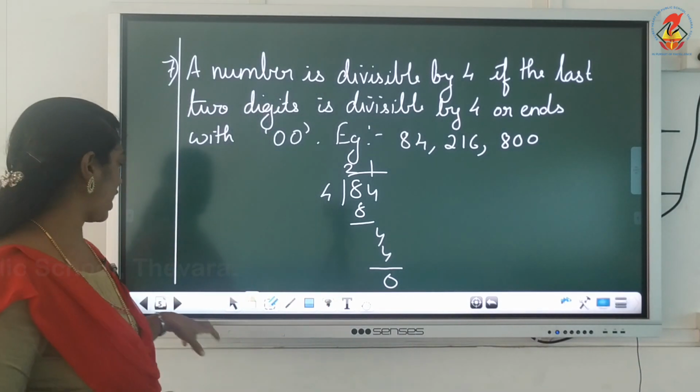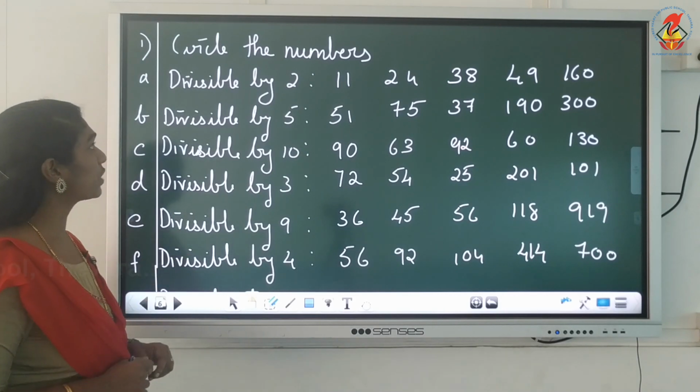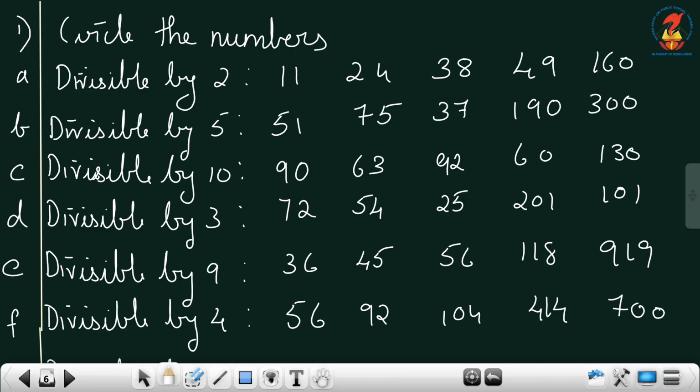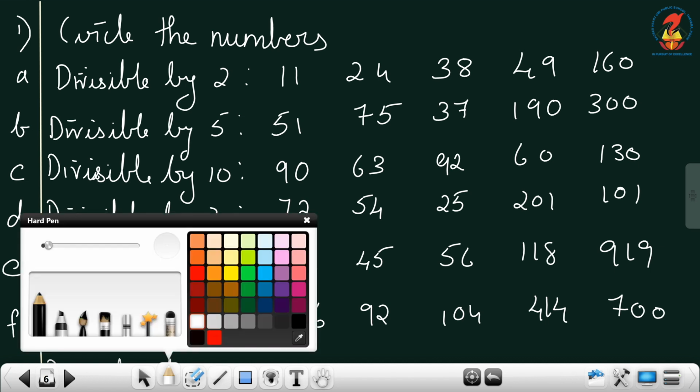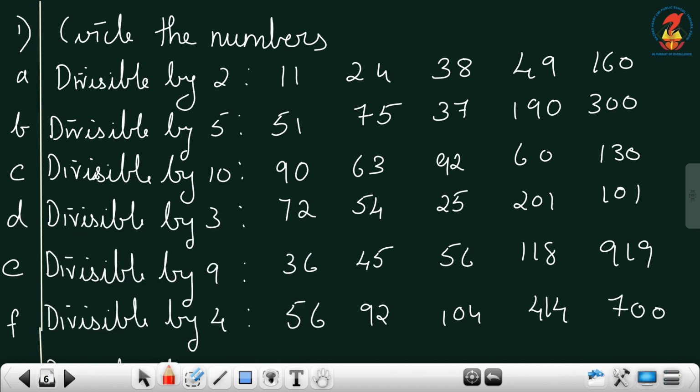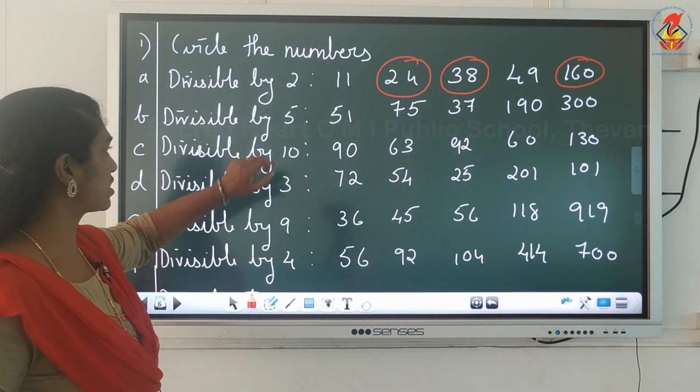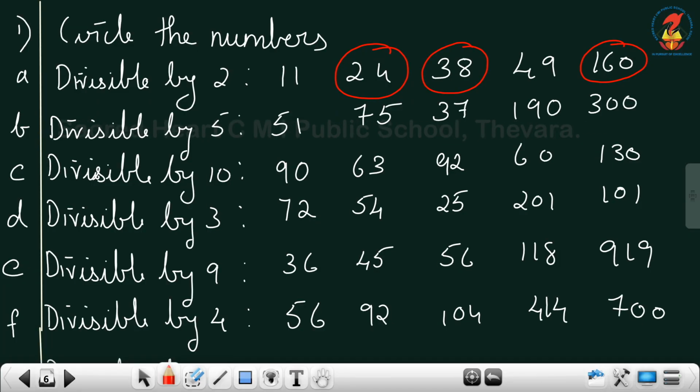Okay. So I have a question for you based on this. Circle the numbers divisible by 2. Which are the numbers divisible by 2? Can you all tell children which are the numbers divisible by 2? All even numbers will be divisible by 2. Here you have 24 an even number, 38 an even number, and 160 an even number. The numbers are ending with 4, 8 and 0. So they are divisible by 2. Next, divisible by 5.